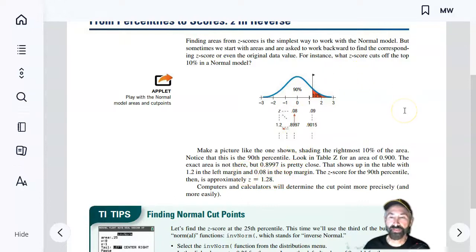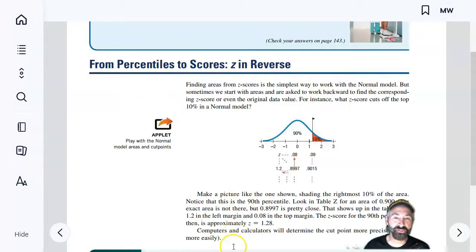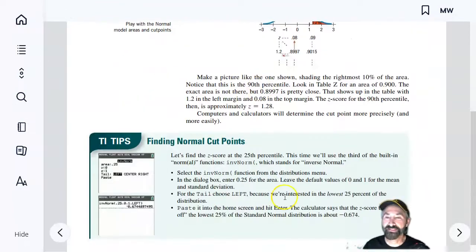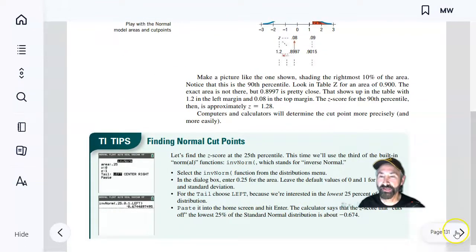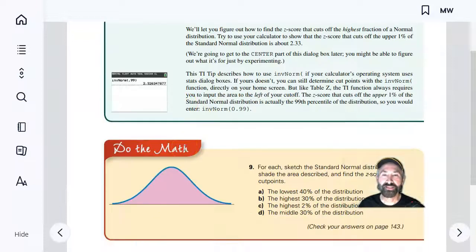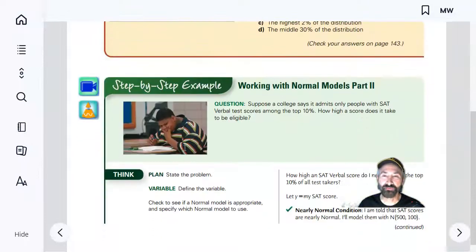I'll leave it at that for now. I would say reading through this example in the book yourself would not be a terrible idea. And then let's see, do they have anything else good in here that can help us out? I think that's it, other than they've got some practice problems for us to do.